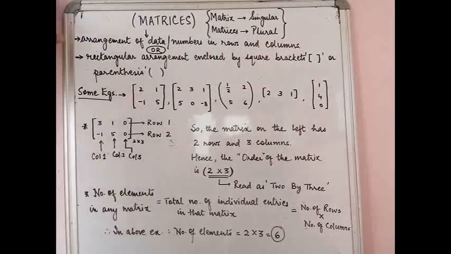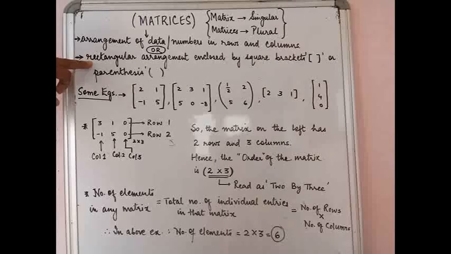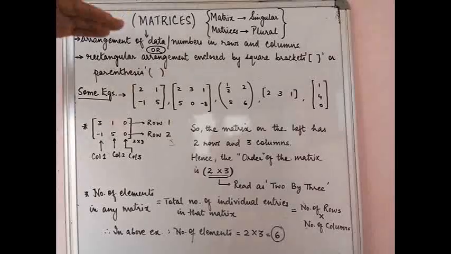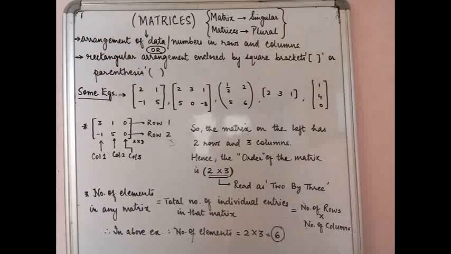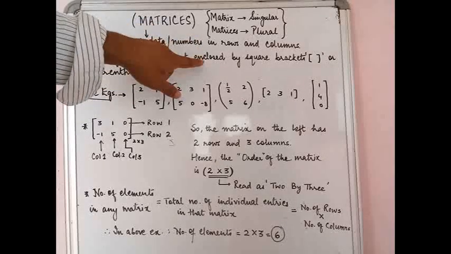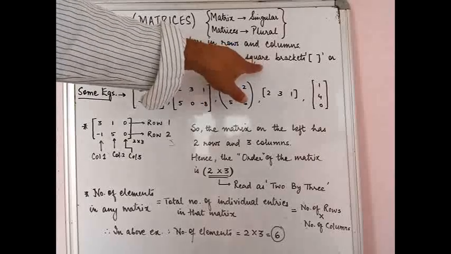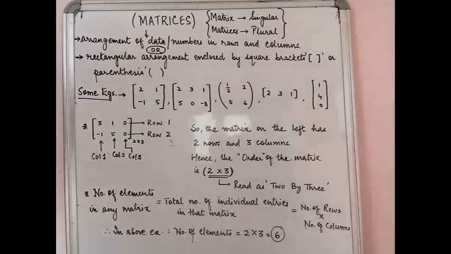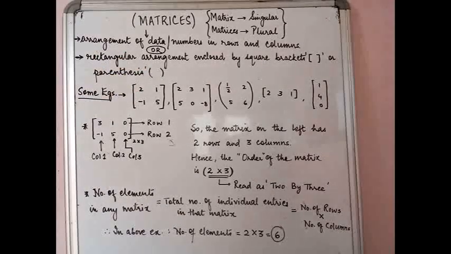Now there is another way of saying it. It is a rectangular arrangement. Since you have rows and columns, the overall structure will look like a rectangle. It can be a square also. So, a rectangular arrangement enclosed by a square bracket, which is this, or parenthesis, which is this. These are the different ways in which we will be writing our matrix.